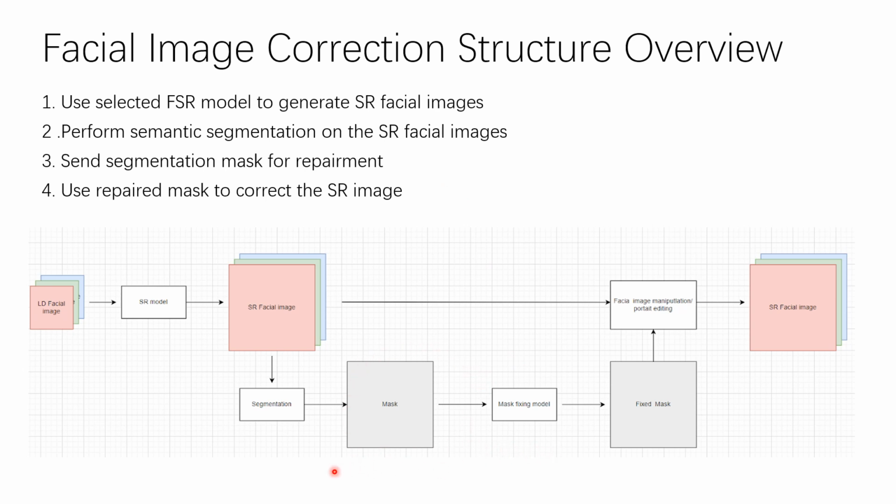As I just said, the super-resolution model will likely change the shape and the position of each facial component, and so we want to correct that. We want to fix that. So we then send the mask to the mask repair model, or mask fixing model, and we have a fixed or repaired mask. And this mask is more accurate than the original mask when compared to the ground truth face.